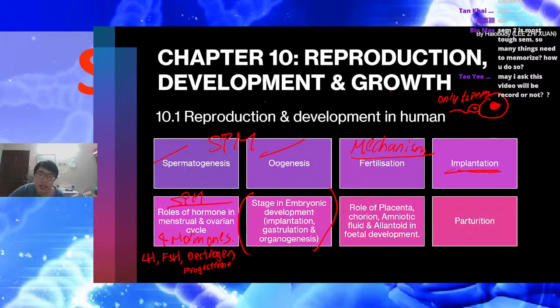Stages in embryonic development. This is embryonic development after implantation. After the trophoblast implants into the uterus wall of the woman, embryonic development will occur. So it involves implantation as the first step. The second step is gastrulation, and the third step is organogenesis. These are the three steps. Implantation you already did, just these 2 processes, gastrulation and organogenesis, especially gastrulation.